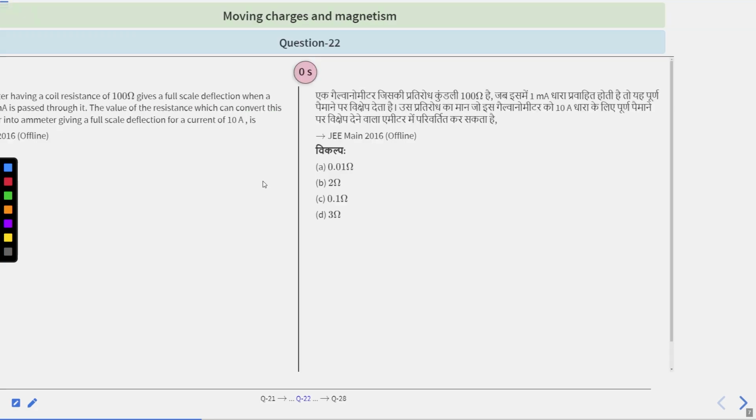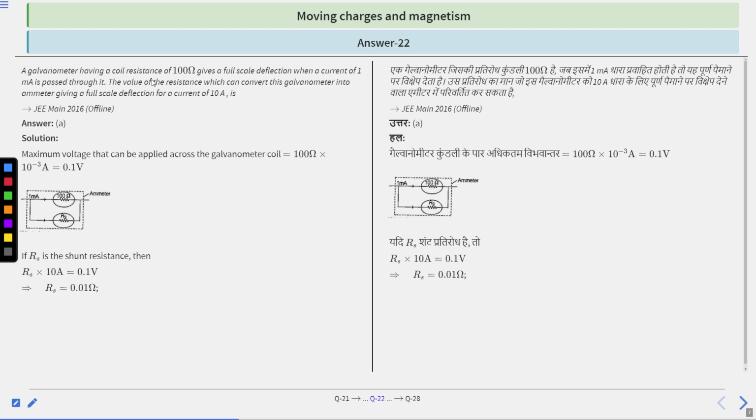Let's find the solution. Given a galvanometer resistance of 100 ohm, it gives a full scale deflection when a current of 1 milliampere is passed through it. The question asks about the value of resistance which converts this galvanometer into an ammeter, giving a full scale deflection for a current of 10 ampere. We know the maximum voltage that can be applied across the galvanometer coil is 100 multiplied by 10 raised to the power minus 3 ampere, which is equal to 0.1 volt.